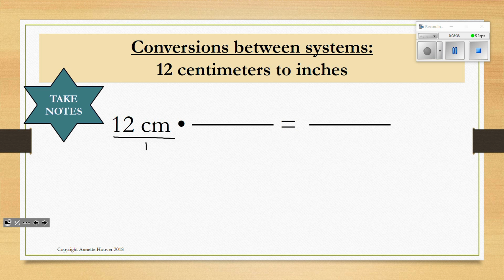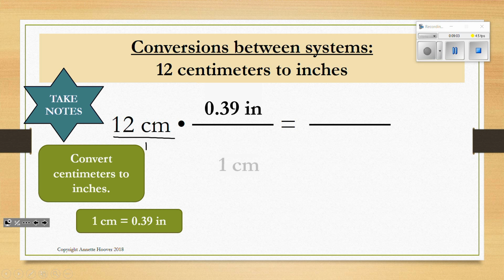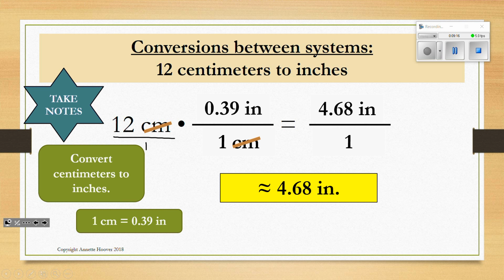Okay? So, first of all, you have to know the conversion between centimeters and inches. And if you look at our common conversion chart, you will see that 1 centimeter is about 39 hundredths of an inch. So since our centimeters is on top, when we write our ratio here, the centimeters is going to have to go on the bottom so that they will cancel out. So we're going to put the 39 hundredths of an inch on top, 1 centimeter on the bottom. That's the conversion we know. We have ones on the bottom, so all we have to do is multiply 12 times 39 hundredths. And that gets 4 and 68 hundredths of an inch, approximately.